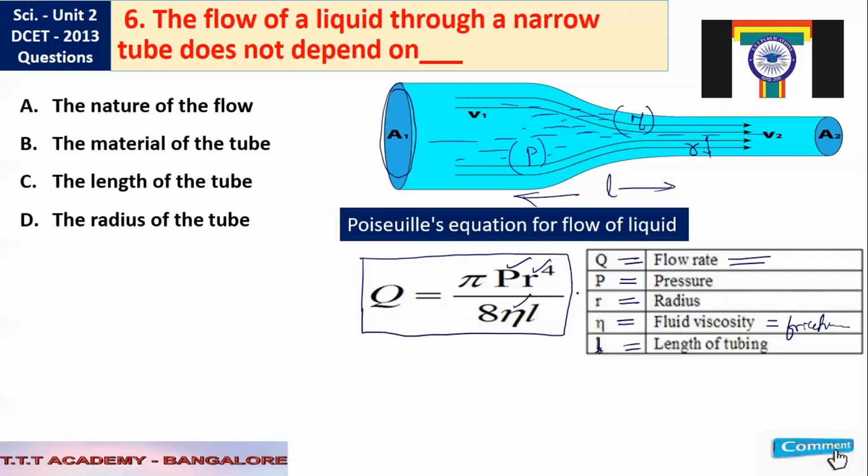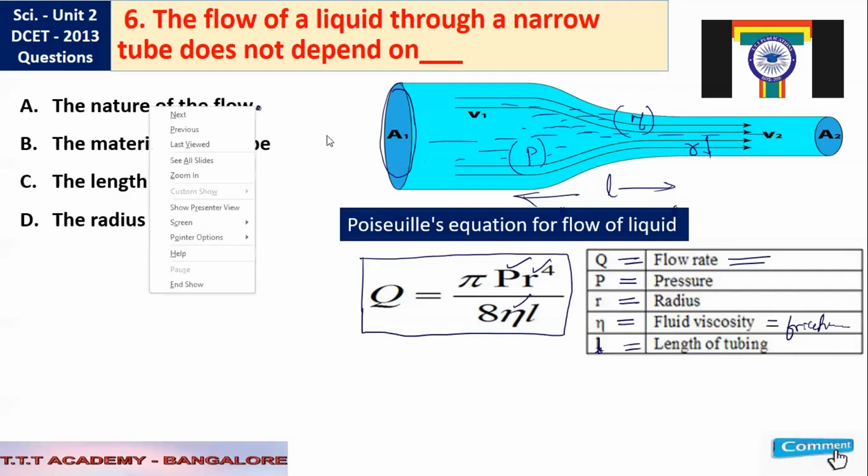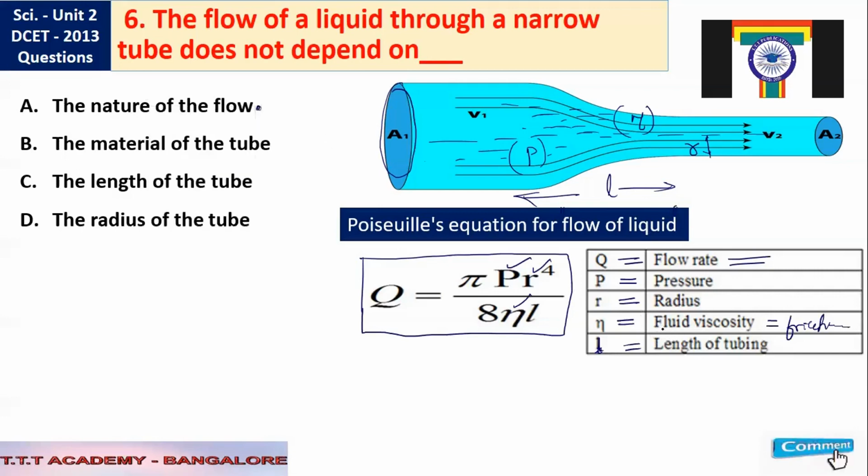By considering these things, we can find which type of flow. Majorly we can observe one thing: first, the nature of flow. The nature of flow means the fluid viscosity. Is this viscous flow, non-viscous flow, or ideal flow? The flow depends upon the nature of flow. Yes. Next, coming to the material of the tube, we'll see. Next, coming to the length.